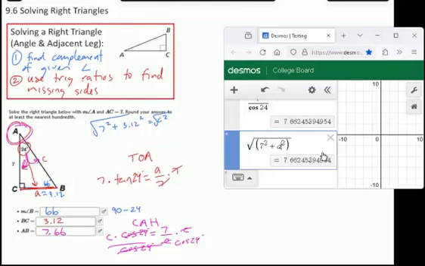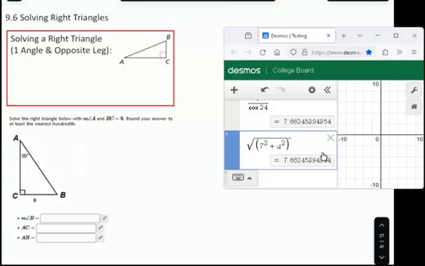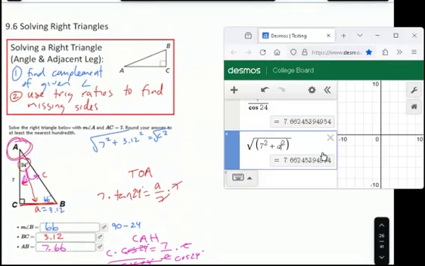All right, let's try this next one. See if you can answer the questions on this next problem. Again, same process.